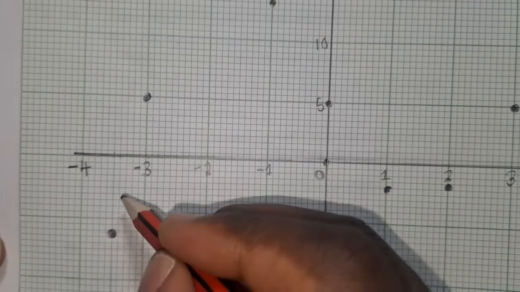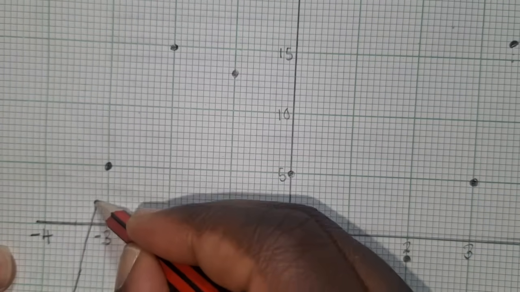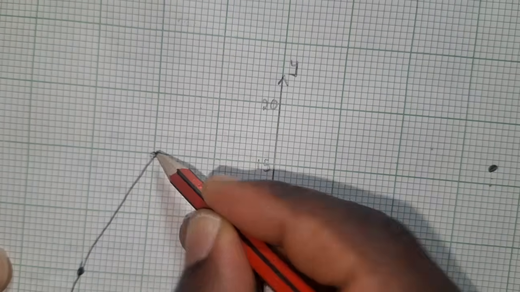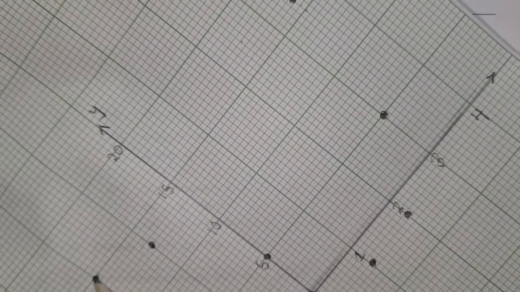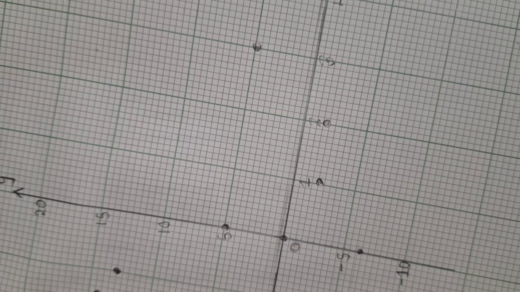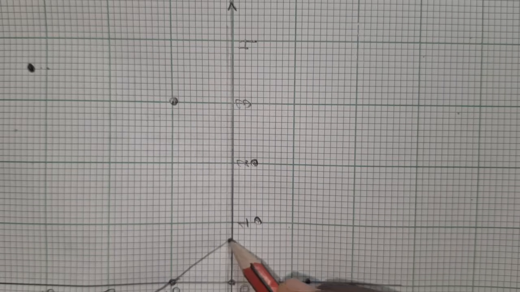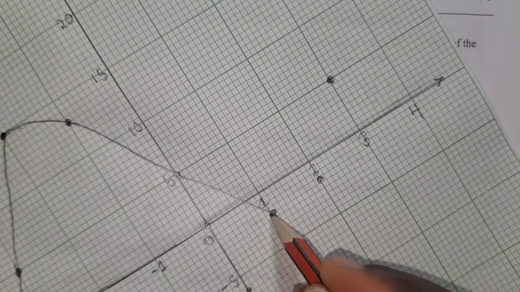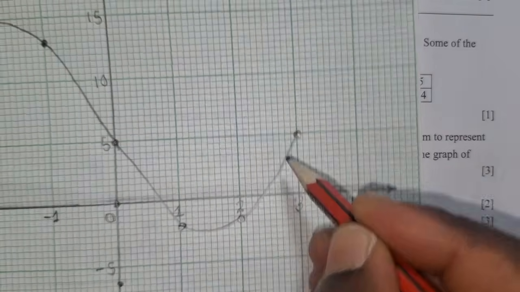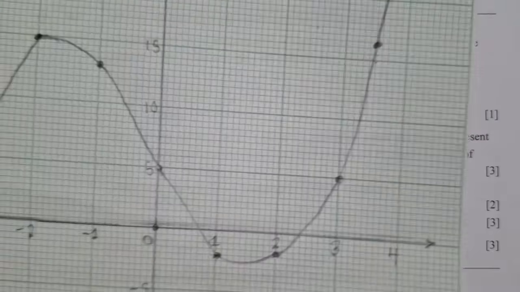So now we can join the points. Join them nicely. Join them nicely so that you don't make any mistake. You join your graph nicely. So this is how the graph must look, or this is how it must come out.